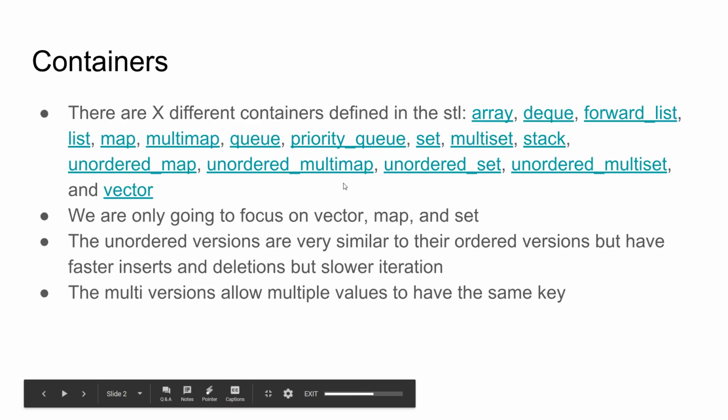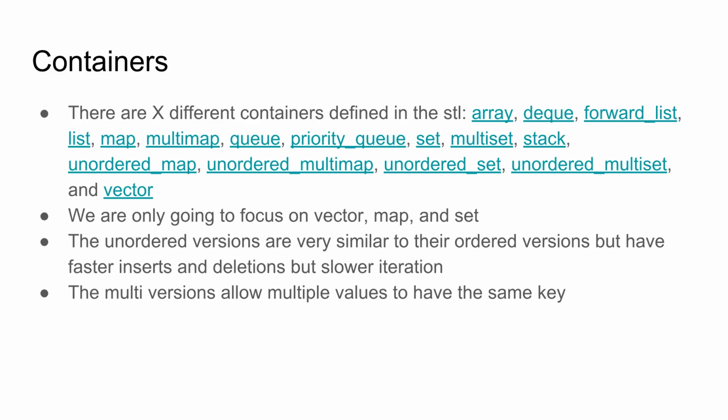Okay, so for containers, that X was supposed to be a number, but here's a list of all the containers that exist in the standard template library. There's array, deque, forward list, list, map, multimap, queue, priority queue, set, multiset, stack, unordered map, unordered multimap, unordered set, unordered multiset, and vector. That's a lot of things, right? But in this discussion, we're only going to focus on vector, map, and set.